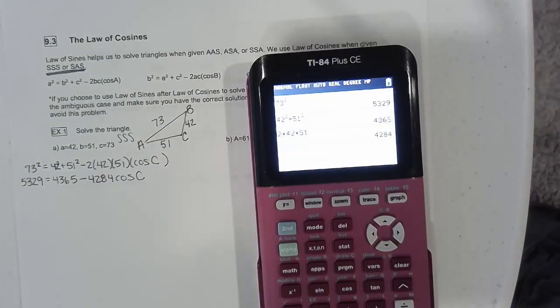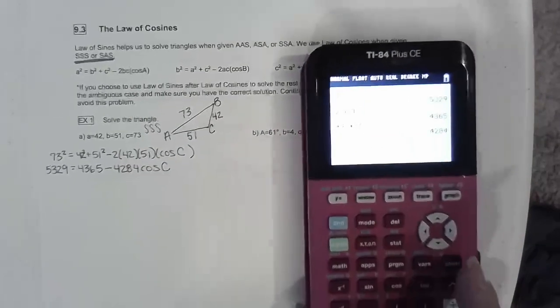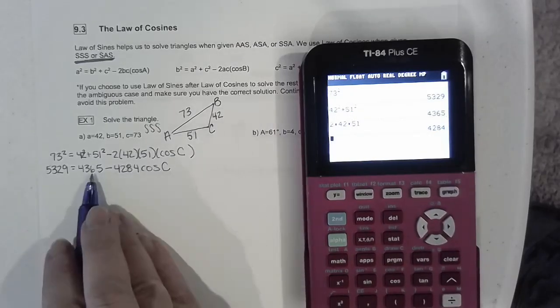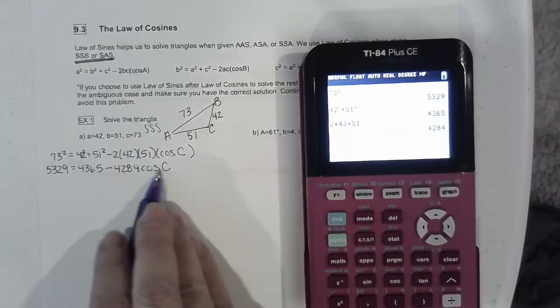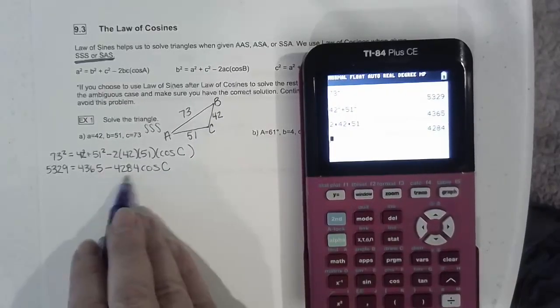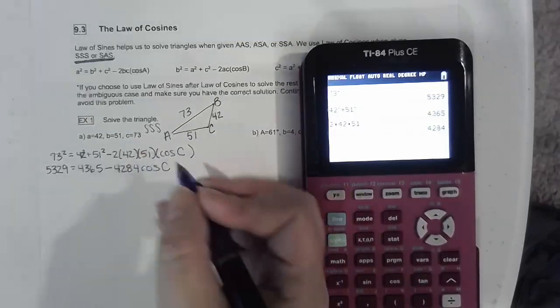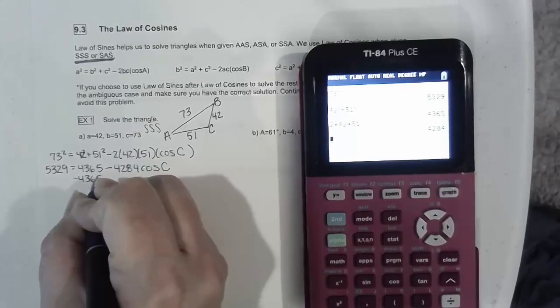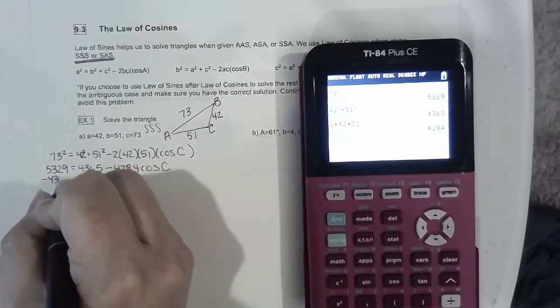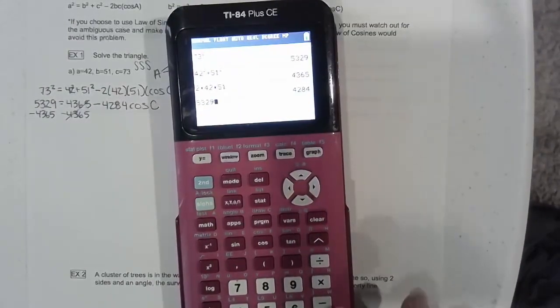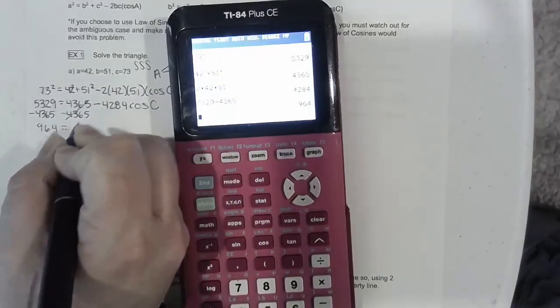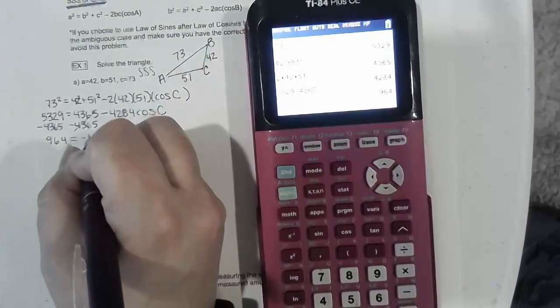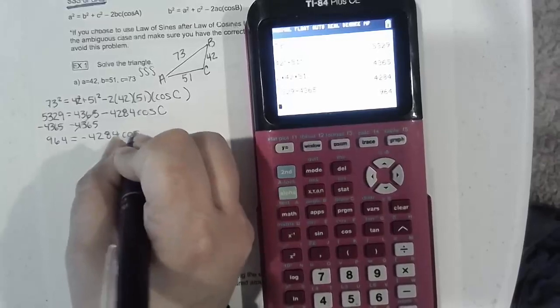So here is what I see some students do. Do not let it be you. You cannot subtract these. This has multiplication here. You can't just do subtraction before multiplication. PEMDAS says no. So I have to solve for C, which means that what I really need to do is subtract on both sides. So 5329 minus 4365 gives me 964, and that equals negative 4284 cosine C.